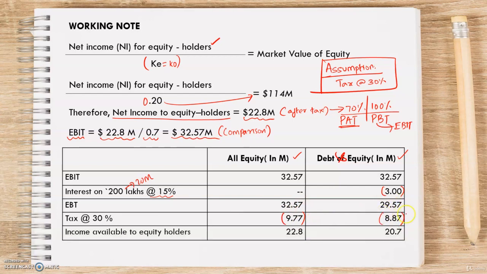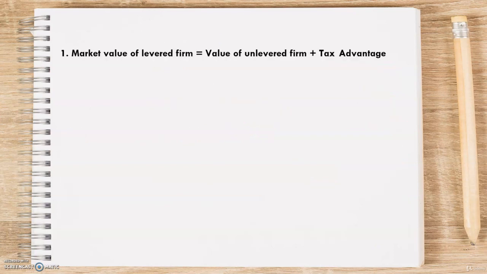If you deduct that, you get earnings after tax, which is nothing but the income available to equity shareholders. This 22.8 is what we started with. Using this figure only we derived this. Fine. And here 29.57 minus 8.87, what you get is 20.7. This information is very important for us. Let's proceed. Now how do you find the market value of the levered firm? Because earlier they were unlevered, now they have moved to a levered firm.